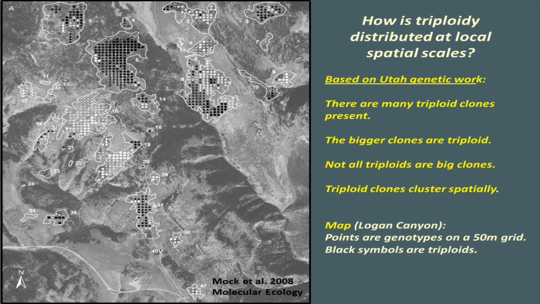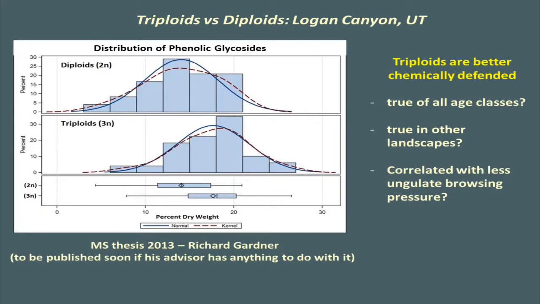So this has led us to a whole bunch of other questions, as you might imagine. This is a little bit of preliminary data from a student of mine, Richie Gardner, who will publish this very soon. He compared diploids and triploids in that same study area and found that the triploids had significantly higher chemical defenses. These are phenolic glycosides, which are famous for deterring herbivory. Okay? So that's something to put in your hat about triploids. We don't know if that's true of all age classes, or whether it's true in other landscapes, or whether it's really correlated with a less ungulate browsing pressure. But those are a whole bunch of very interesting things to ask.